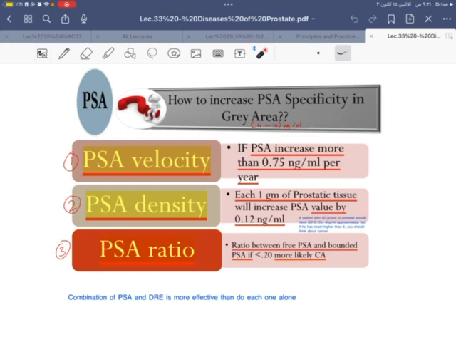Okay. PSA density: each gram of prostate produces 0.12 nanogram per ml of PSA. Suppose that the prostate of your patient is around 100 grams. Then the total PSA is supposed to be 12, and we can accept up to 12. So it's size dependent. With a 50 gram prostate, we can accept up to 6. But if we have a small prostate of 30 grams and his PSA is 6 or 7, it's not correlated. So he has a very high density. So think about prostate cancer.